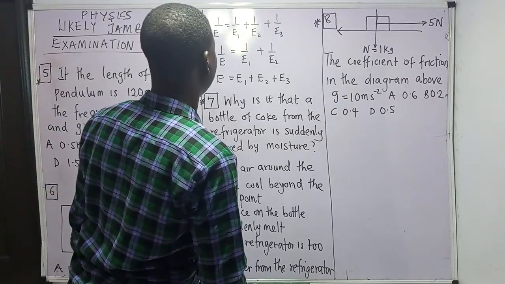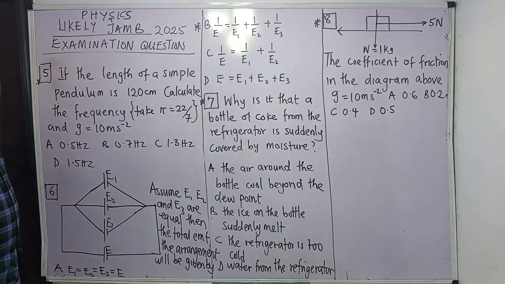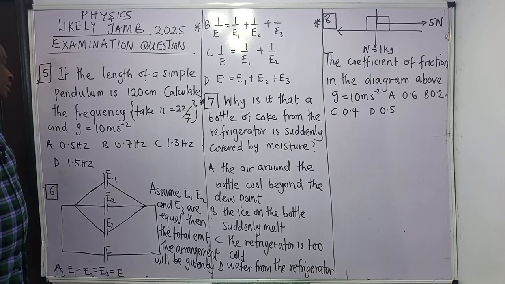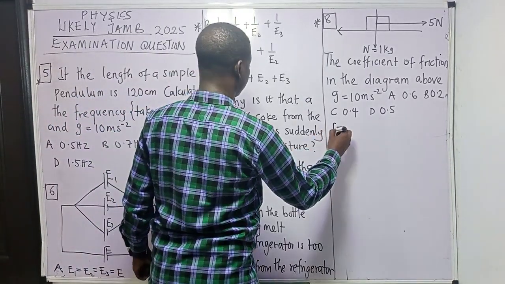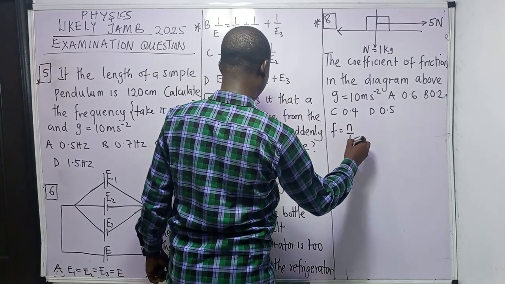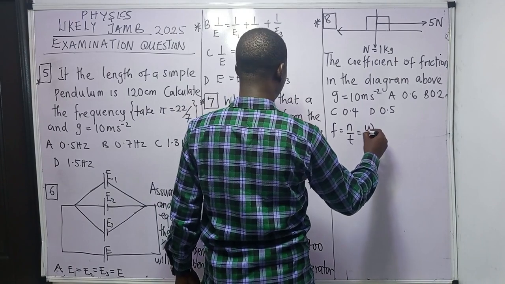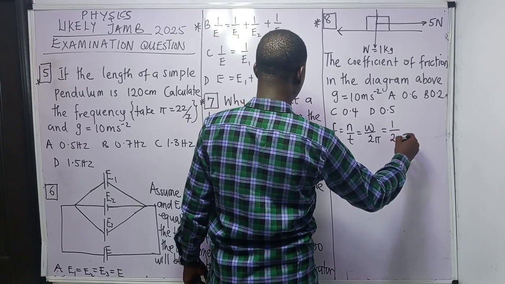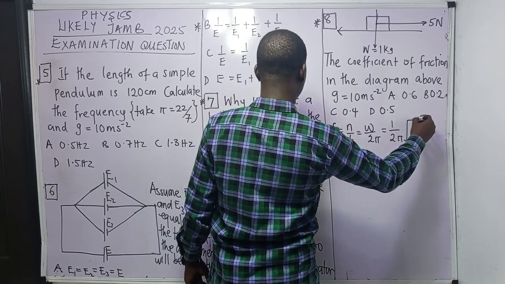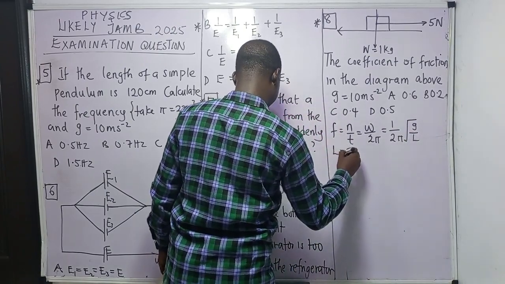Hello guys, we are in number 5. Now he said if the length of a simple pendulum is 120, calculate the frequency. Now frequency is equal to what? Frequency is equal to ω over 2π. Frequency is equal to 1 over 2π square root of g over L. So length is given as what?